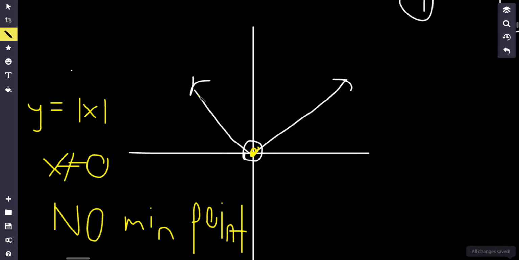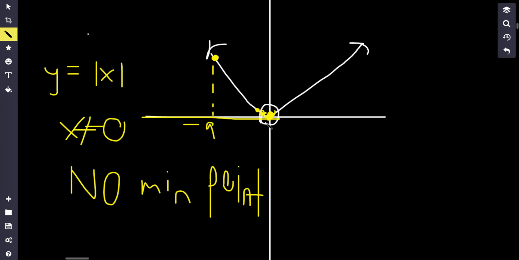Think about it, right? If you start from, let's say, x is equal to -9, and you get closer and closer to x is equal to 0, you can get infinitely closer to x is equal to 0, and yet you would still not reach the y value of 0. Because for a minimum point, you're trying to look for the lowest y value. However, you can keep on going lower and lower if x was not equal to 0. You can get infinitely closer to x is equal to 0, but you'll never get to the actual y is equal to 0 line.